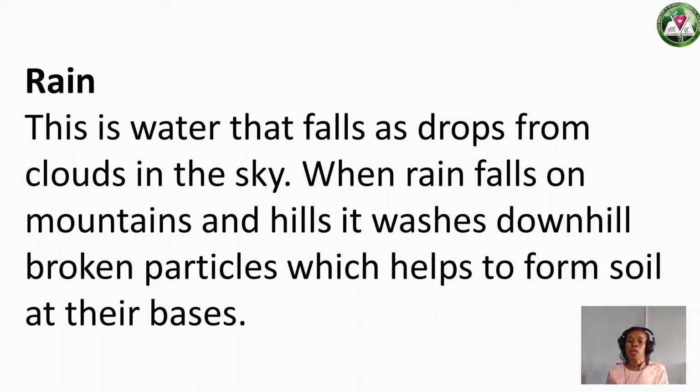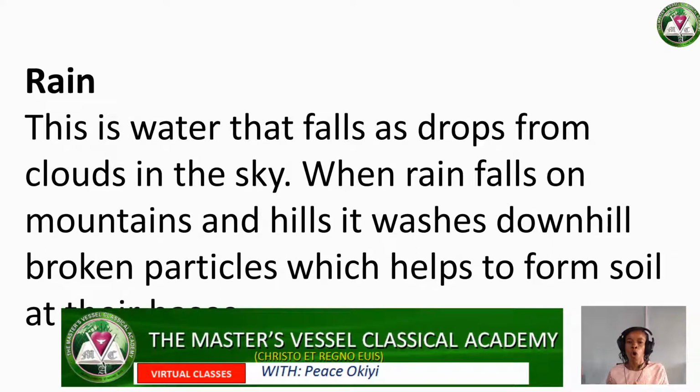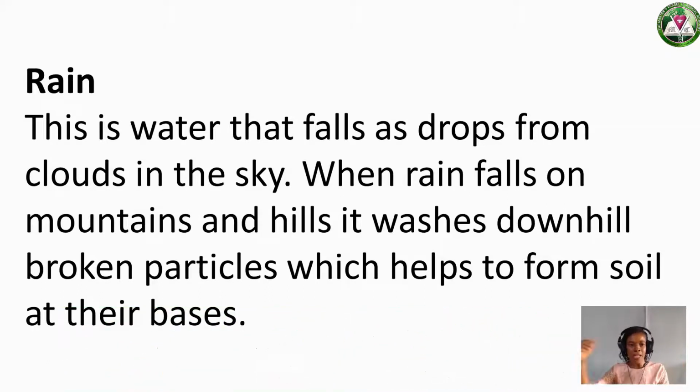Now, how do you think rain can help soil to be formed? When rain falls on mountains and hills, it washes down broken particles which help to form soil at their bases. You have seen a mountain, or if you have not seen a mountain, at least you have seen a place with a raised ground that slopes down.